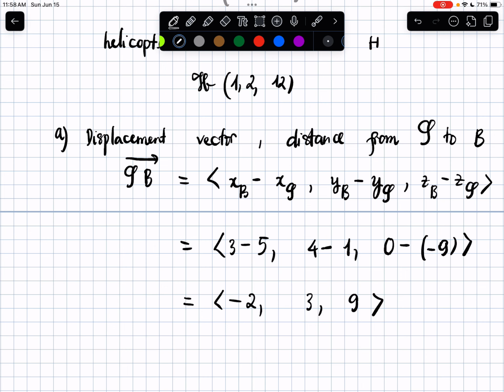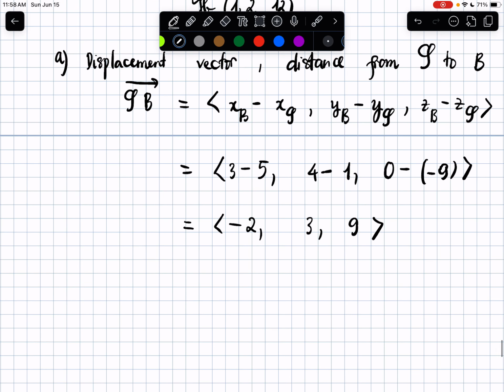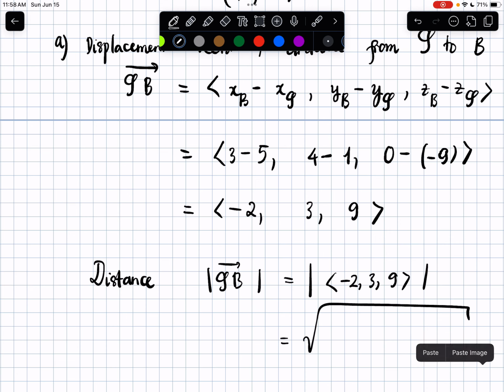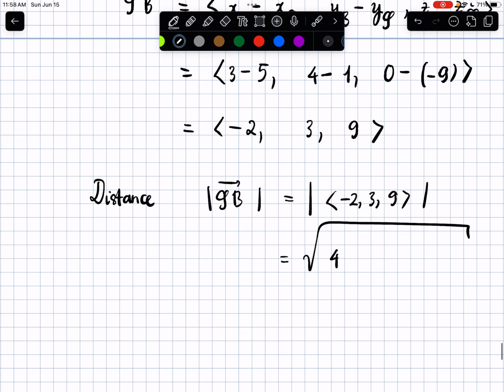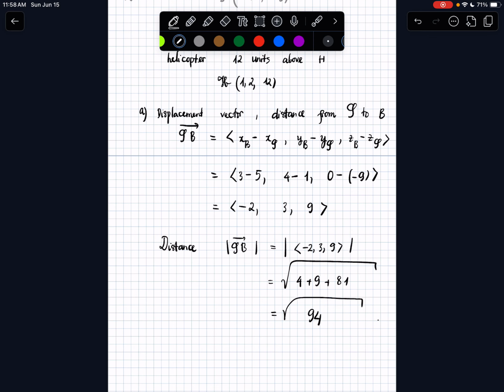Okay, so that is vector SB, and we need to find the distance. The distance is the length of vector SB, which is the length of this vector minus 2, 3, minus 9, which is the square root of minus 2 squared, 4, 9, 81, which is square root of 94. Okay, so that's the first question about the distance from the submarine to the boat.